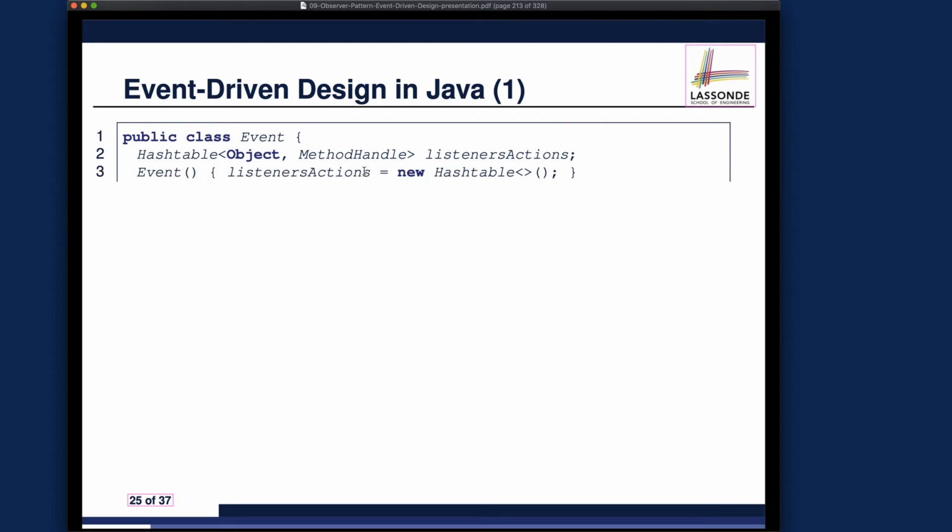Okay, and then we have the event constructor, and now we simply create an empty list of observers or empty list of listeners. Okay, and then we have subscribe over here.